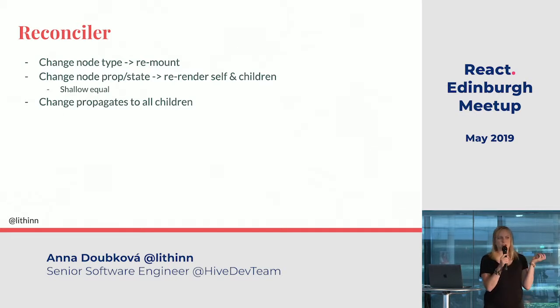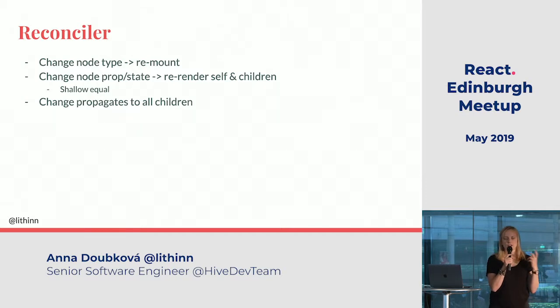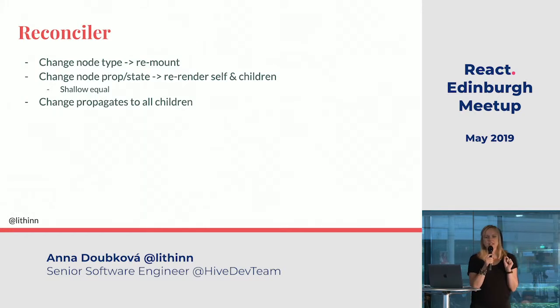If you change a node type, like if you change a div into a span, it will destroy the whole subtree and remount it again. Obviously, we don't want to do that often. When a prop or state changes of a component, we will shallow equal the values, and if there is a change, we will want to re-render the component, and then it will also want to check all the children. So there is an important piece of information to remember here: it always propagates down the tree.